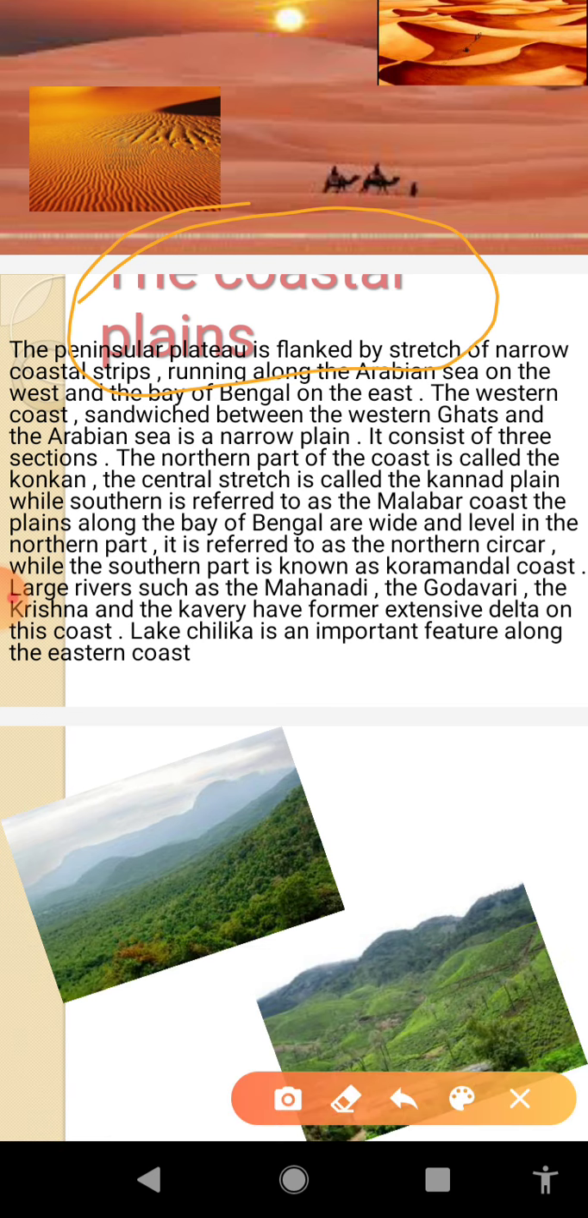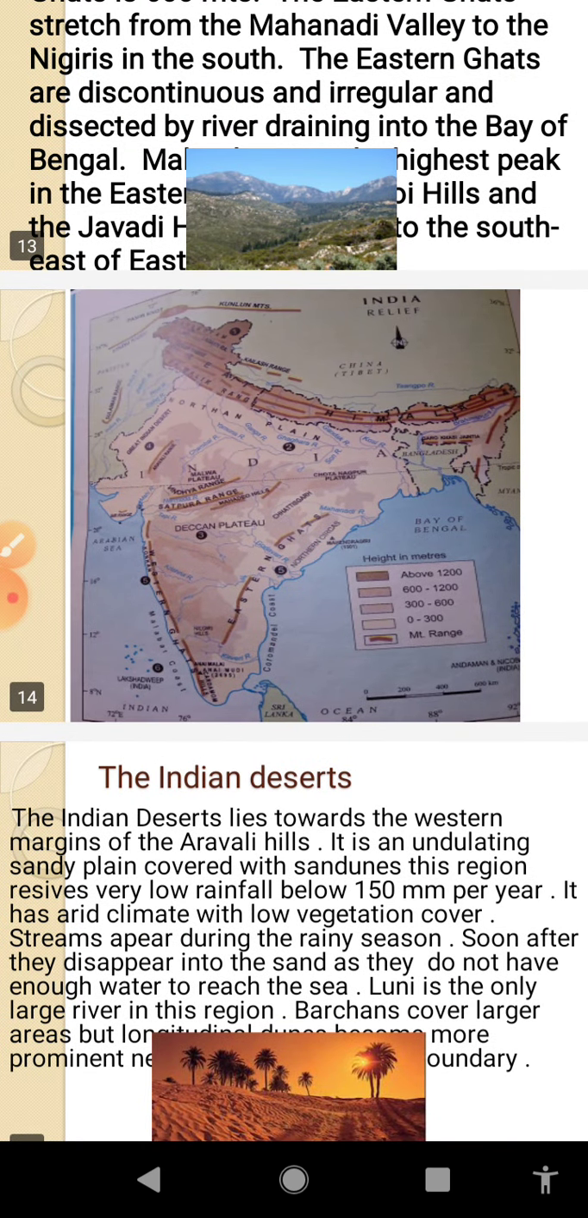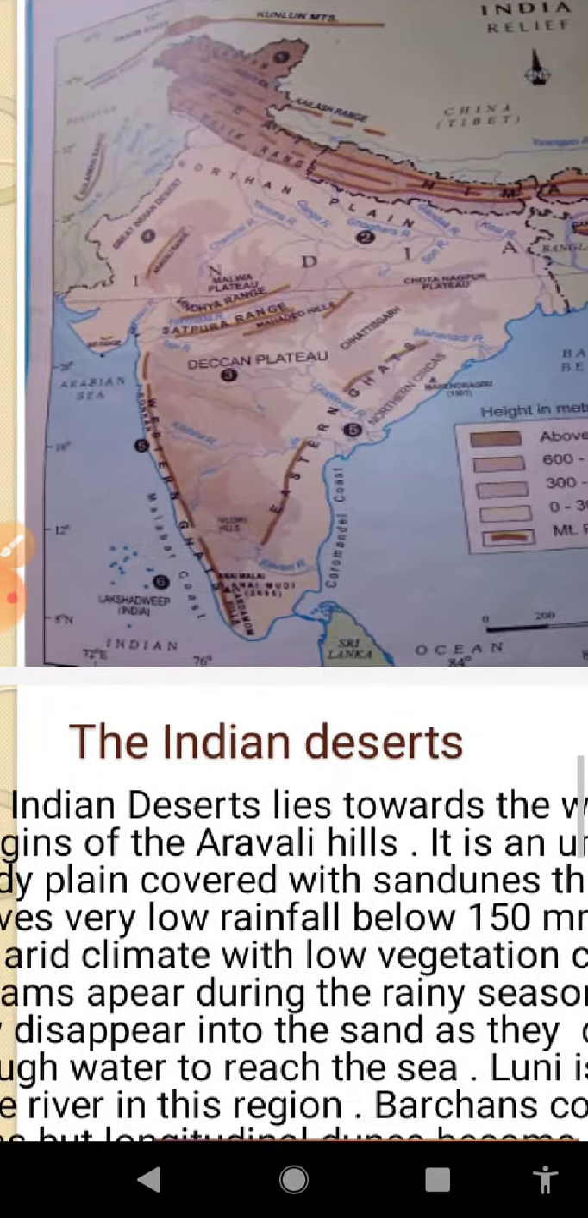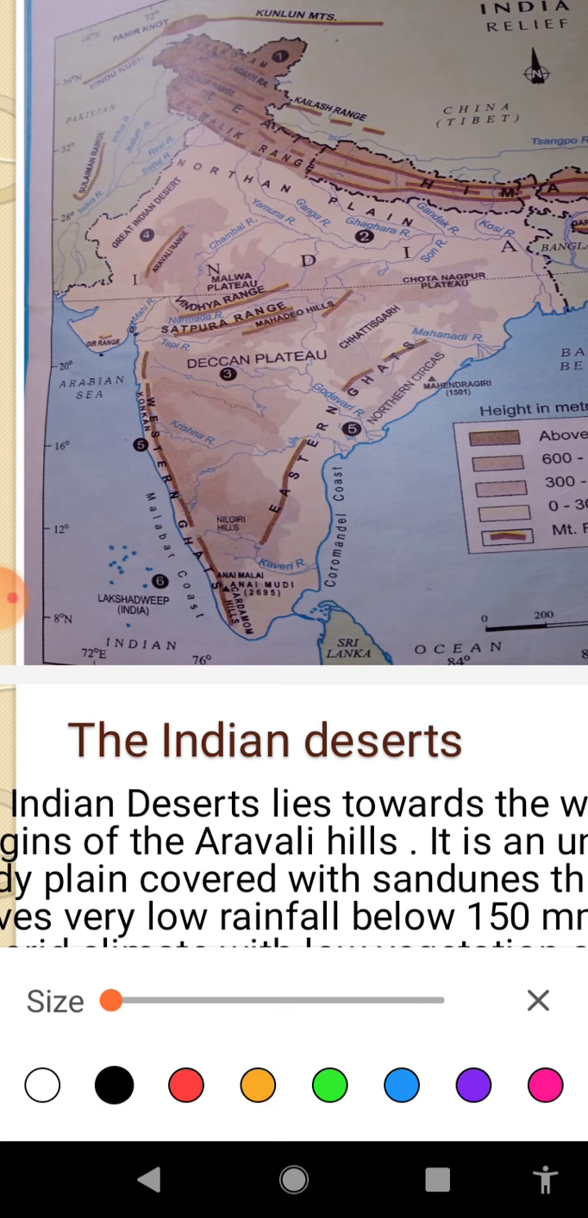Now I am showing a map of India, and that will help you to know the exact position of the coastal plains. First, I am telling you about the Eastern Coastal Plain. If you see the position of the Eastern Coastal Plain, you will notice this coastal plain is lying to the east of the Eastern Ghat.